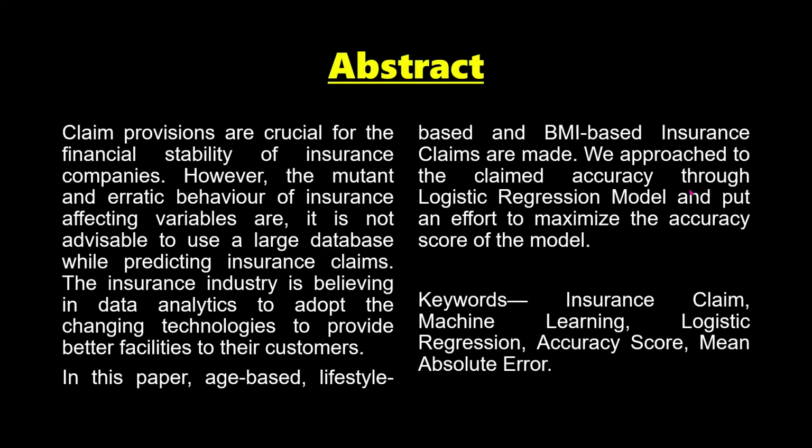This is the abstract of our project. Claim provisions are crucial for the financial stability of any insurance company. In this paper, age-based, lifestyle-based and BMI-based insurance claims are considered. We approach the claim accuracy through the logistic regression model and put an effort to maximize the accuracy score of the model. The main keywords in the paper are insurance claim, machine learning, logistic regression, accuracy score and the mean absolute error.